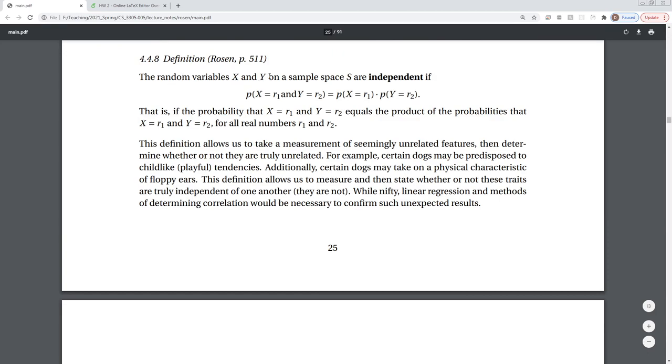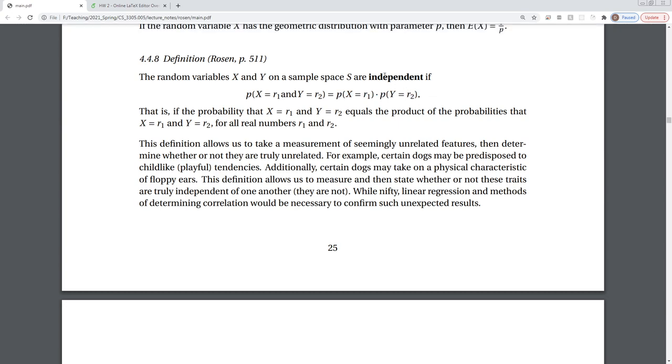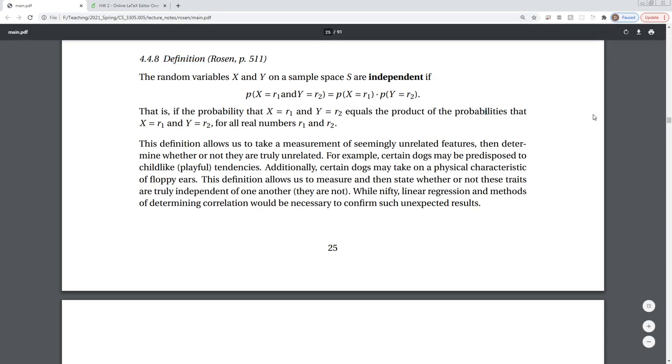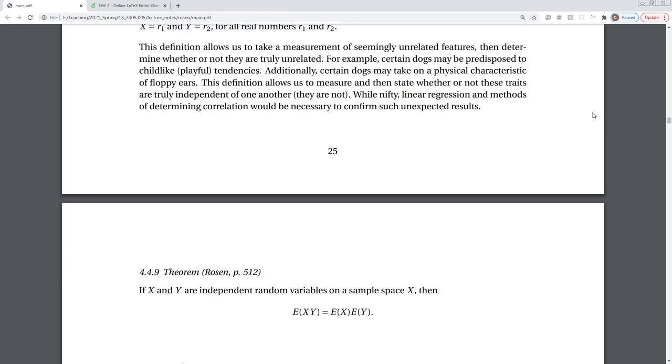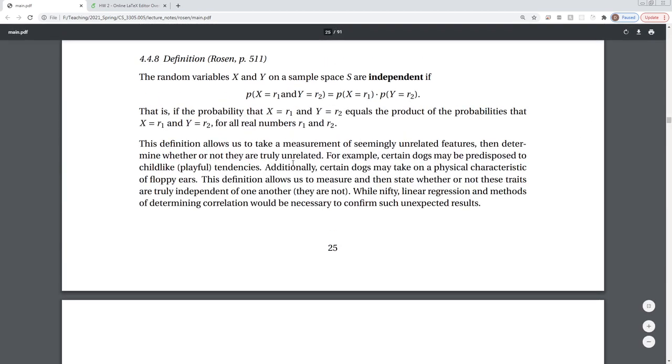The random variables X and Y on a sample space are independent if the probability of X and Y is equal to the probability of X times the probability of Y. So before we were calling these mutually exclusive or the disjoint likelihoods or whatever. So this is just another term for the exact same concept. So now we're saying that it's independent if it follows this property, and that is by definition. And then this is just linking it back to how we can think about these sample spaces and so forth.